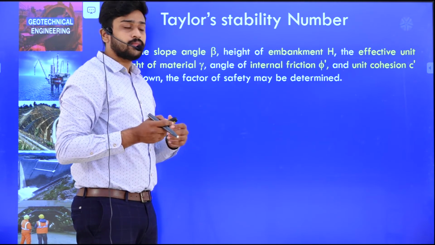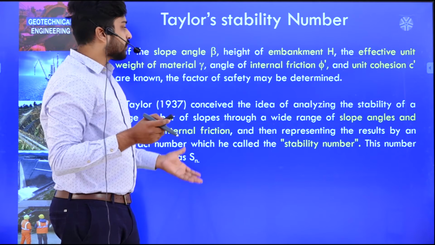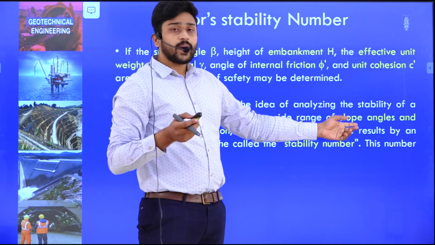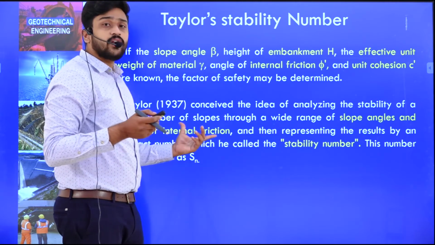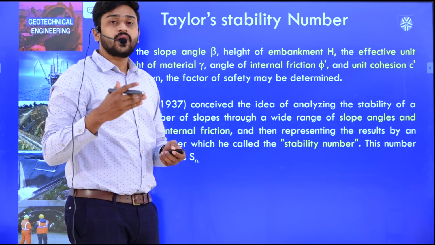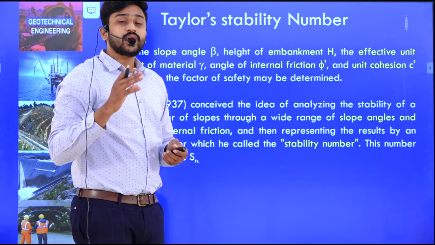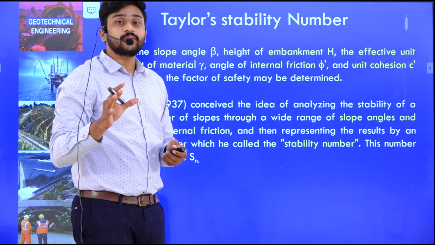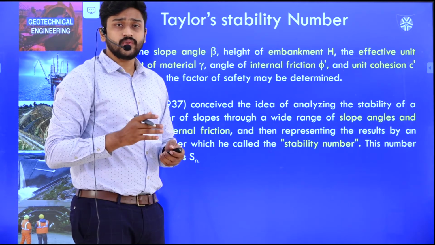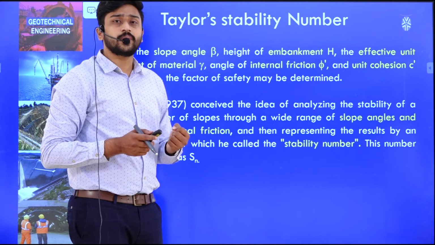Okay, so the other thing is that Taylor stated that there is a wide range of values of slope angles as well as the angle of internal friction. That means he stated that there are different values of i as well as phi. So he gave a stability chart based on these i values as well as phi values, and using these charts we can obtain the stability number.